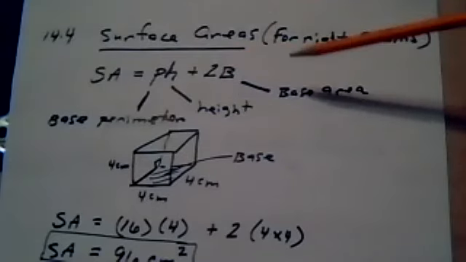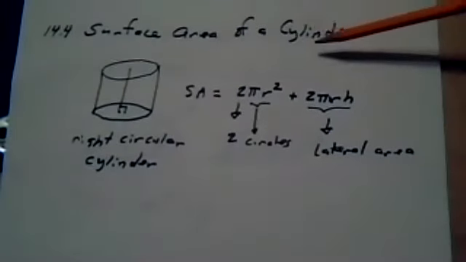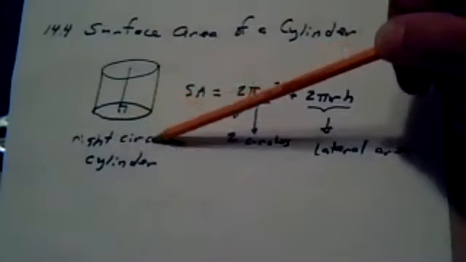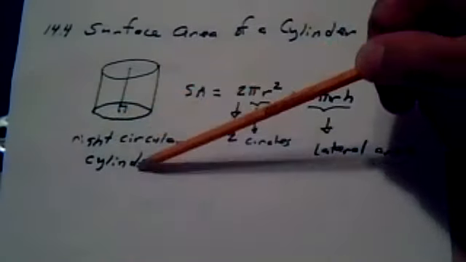Now we have the surface area of a cylinder. This is a right circular cylinder, right? Because this point that's on one of the circles to the opposite circle of the base has a 90-degree angle. So that's where the right comes, like the right angle, 90 degrees.